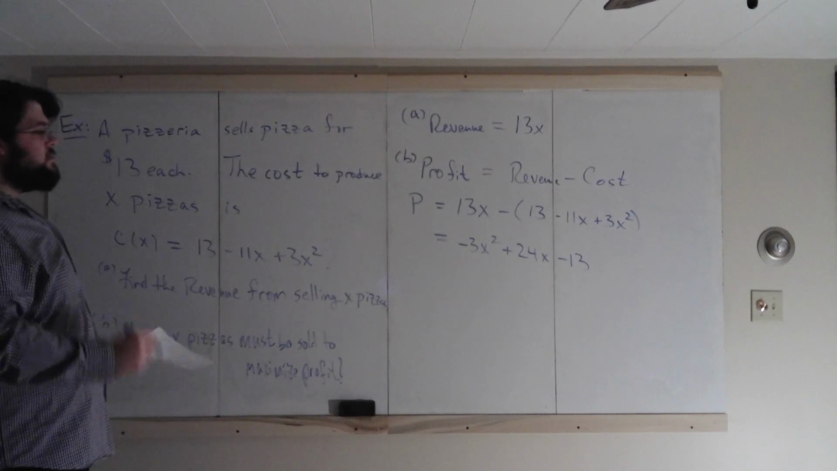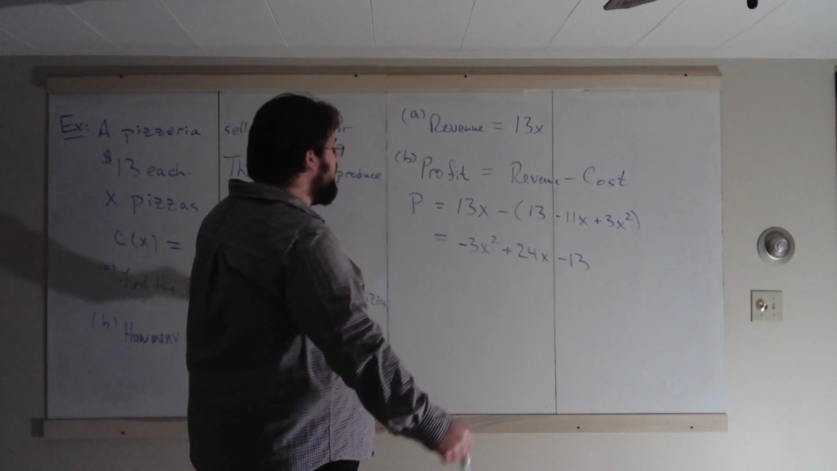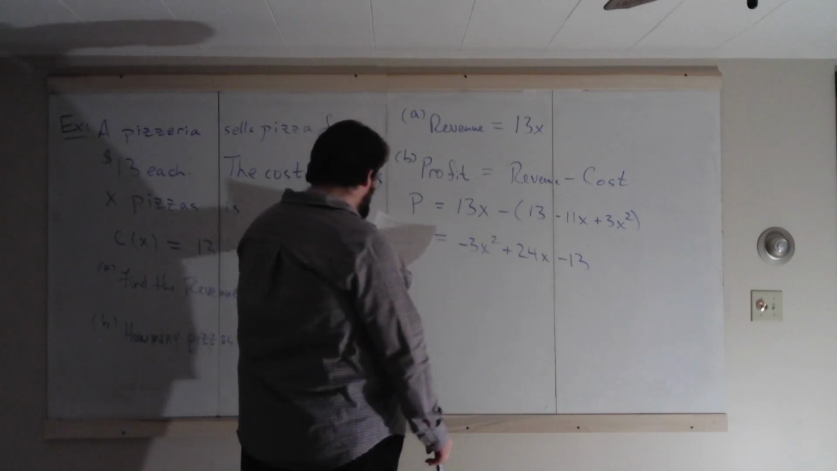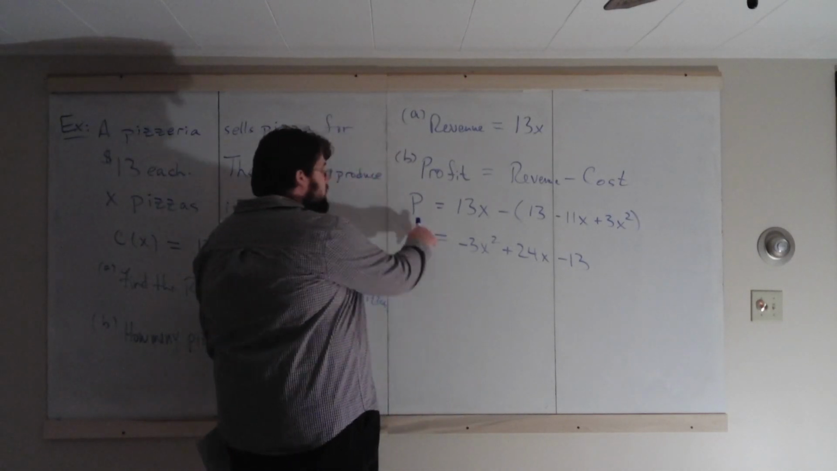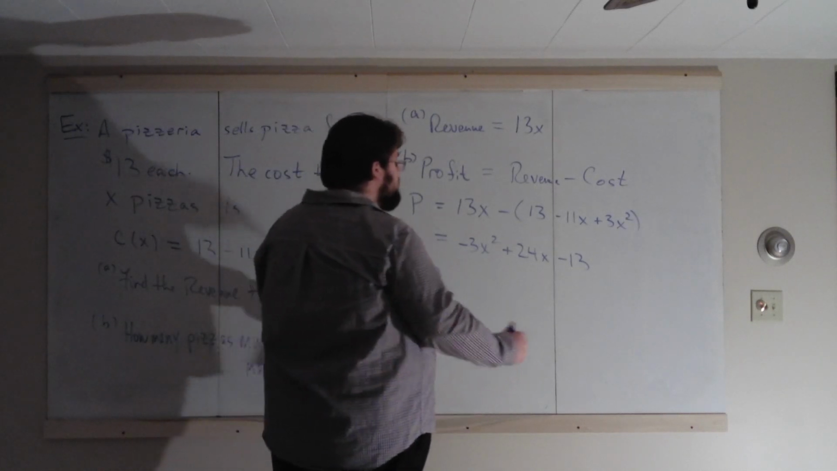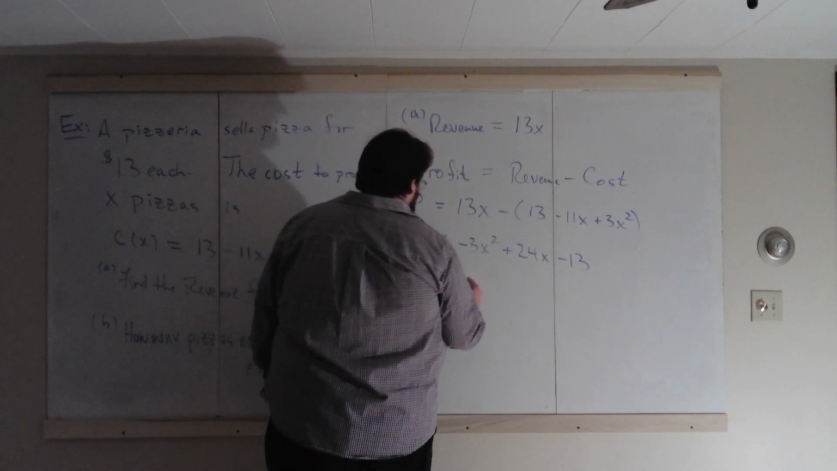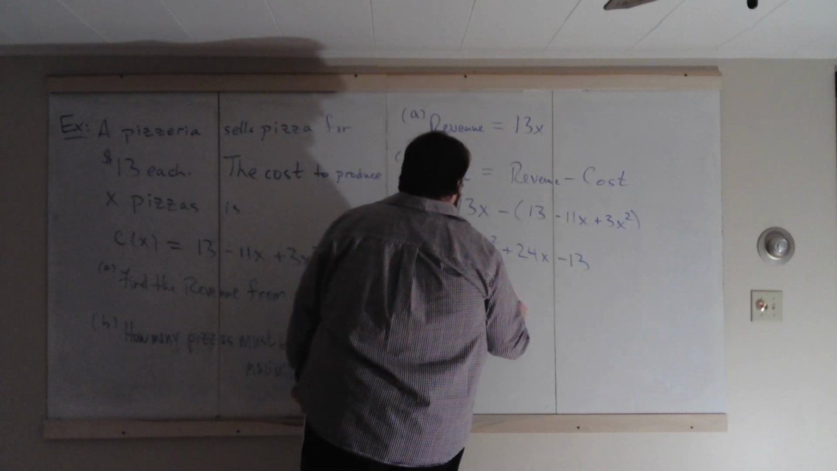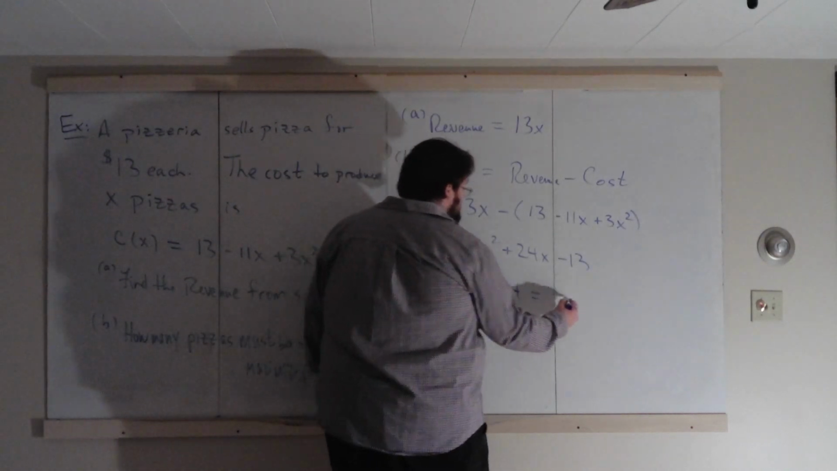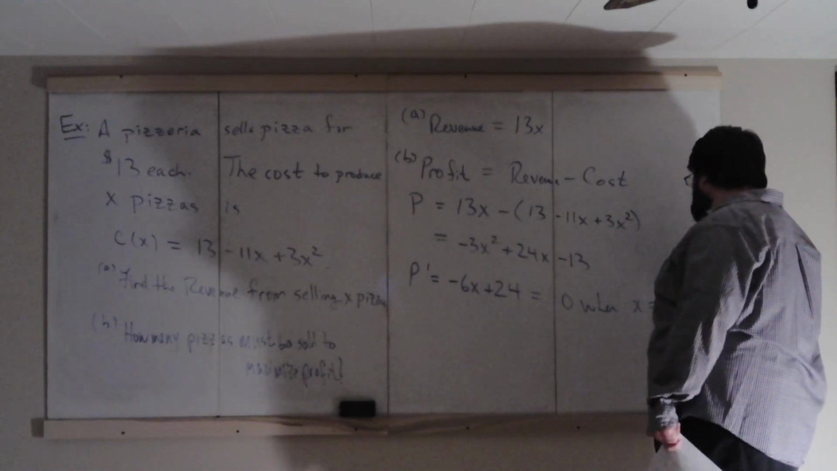We're doing calculus on our profit function. Our profit function is already a function of one variable, so we don't have to do any substitution. We can just jump straight into the calculus. P prime is negative 6x plus 24. This equals 0 when x equals 4.